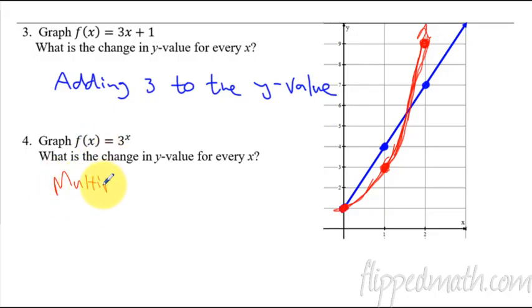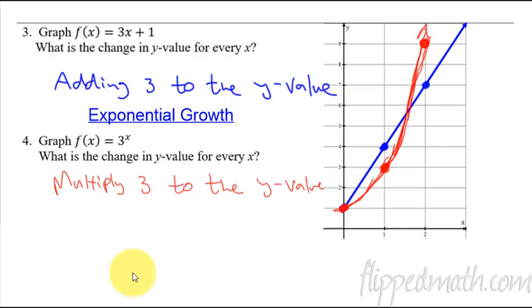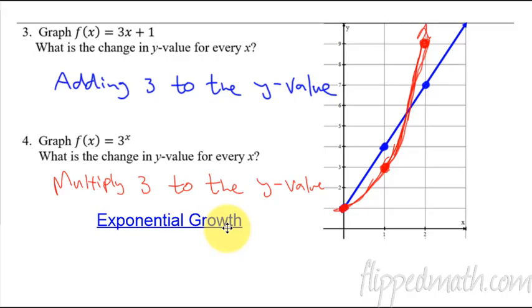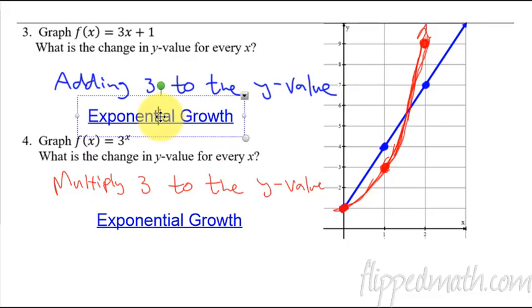Multiply 3 to the y value. So what this is, if you remember what Mr. Sullivan taught us, was that this was an arithmetic sequence, and this one was a geometric sequence. In other words, this one is exponential growth. And this one's the linear growth, which is what we've been doing in a lot of our stuff so far this year. So linear growth and exponential growth.